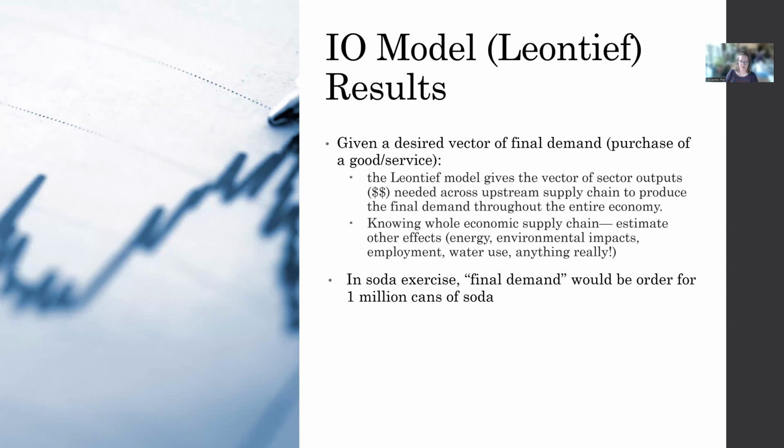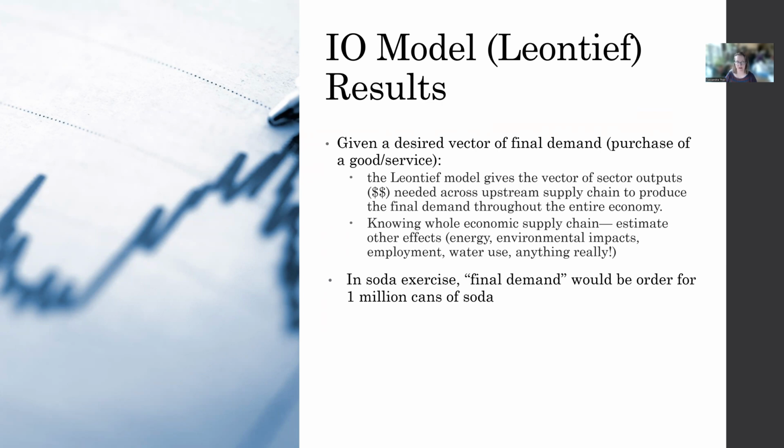What Leontief was doing is a lot of linear analysis, so mathematical approaches, where you basically have a vector of sector outputs, basically money, that's needed across the upstream supply chain to produce the final demand throughout the entire economy. So it's a little bit complicated. I'm skipping over a lot of the details, which if I were doing a class on this, I would actually have you do some exercises so you can dig into it a bit and feel how this might work and how you might keep track of spending. But basically, our economy is interdependent, right?